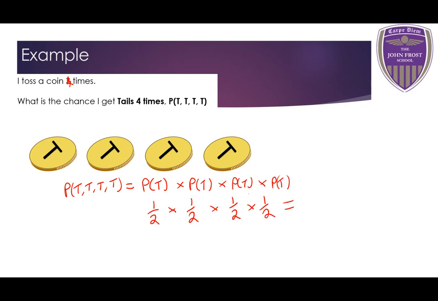1 times 1 times 1 times 1 is 1. 2 times 2 is 4. 4 times 2 is 8. 8 times 2 is 16. So there's only a 1 in 16 chance that you will get 4 tails in a row when you toss a coin. Okay? Let's have a look at the main task now.